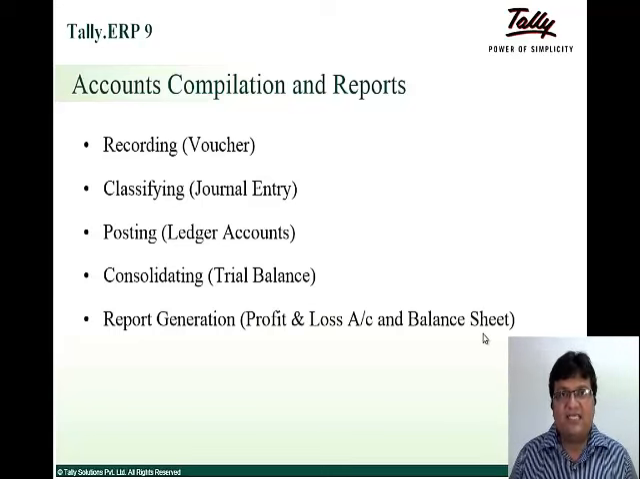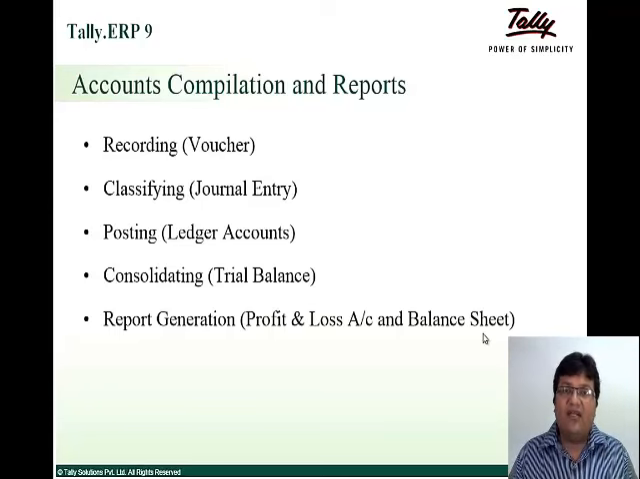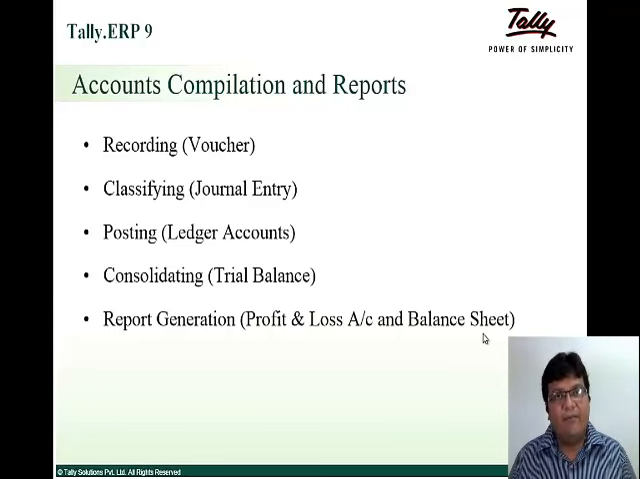A balance of that ledger account will then be arrived at, which is known as the closing balance. And this closing balance is then moved into the trial balance to check whether the debits and credits are matching or not. And then finally, once the consolidation of the trial balance is completed, if the balances in the trial balance are matching, then the reports will be generated. Those reports are known as the profit or loss account and balance sheet.